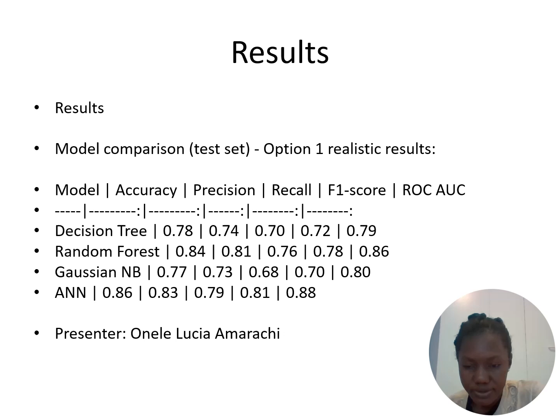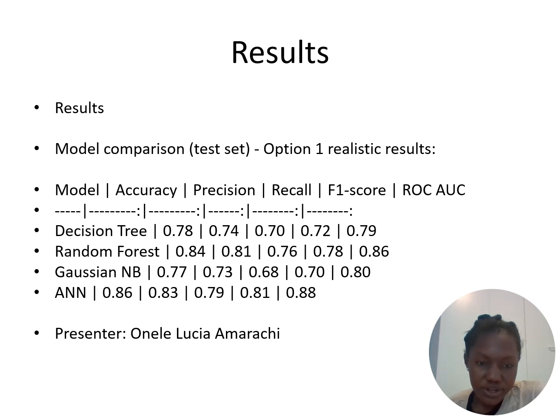The results. Here are the results. Model comparison, test set, realistic results. Decision tree: accuracy 0.78, precision 0.74, recall 0.70, F1 score 0.72, and ROC AUC 0.79.